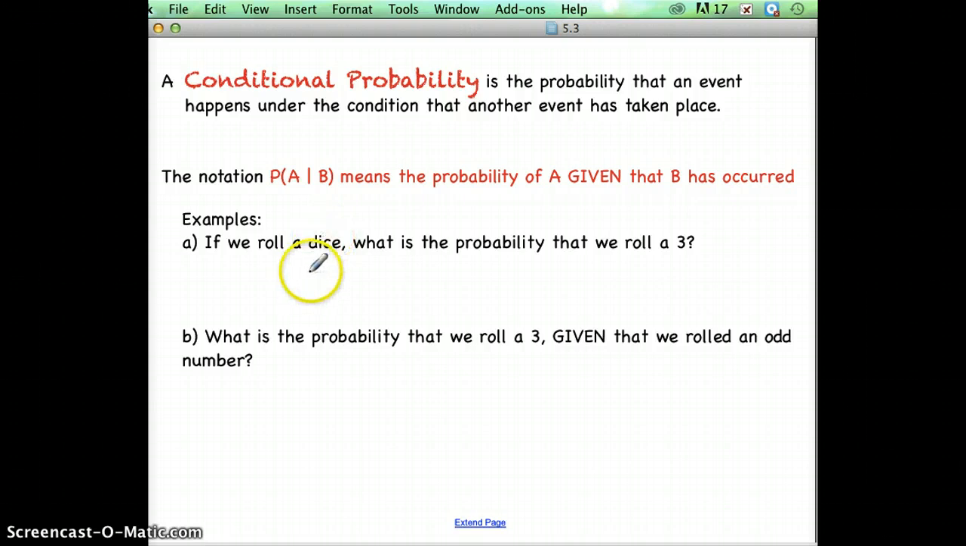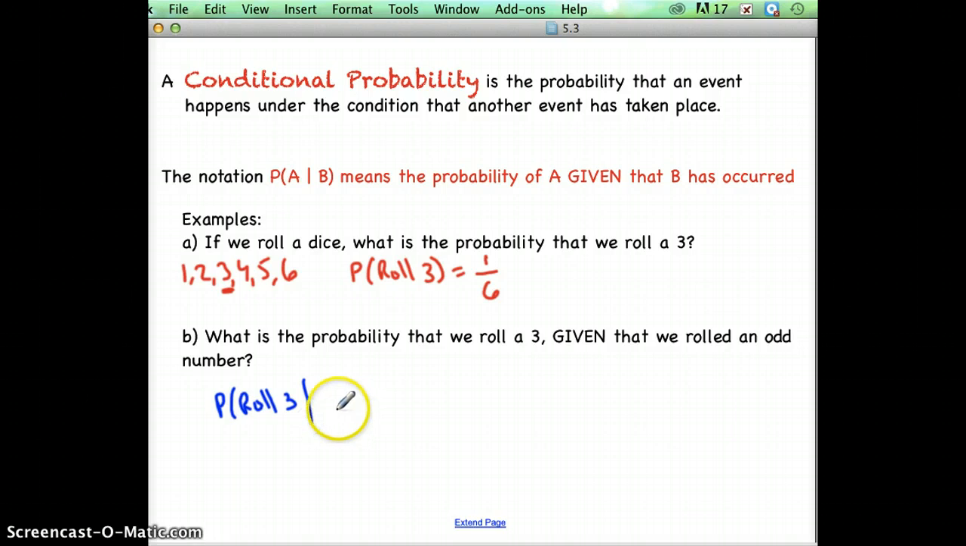Okay, so here's another example. If we roll a dice, what's the probability that we roll a 3? Well, when you roll a dice, you could have 1, 2, 3, 4, 5, or 6. So the probability of rolling a 3 happens 1 out of the 6 possibilities. All right, that's easy.